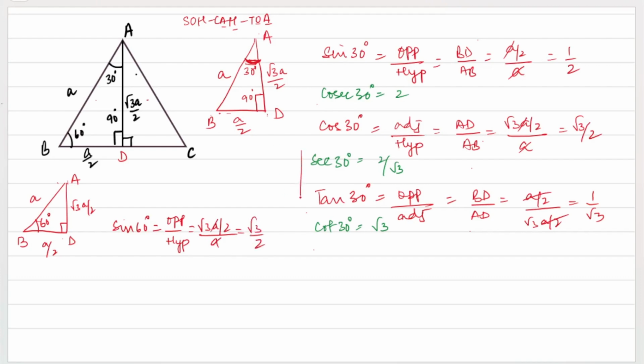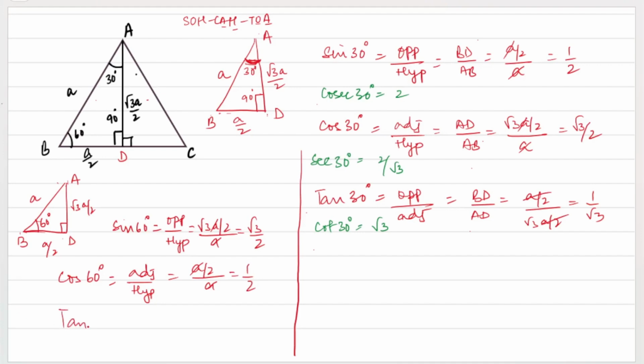I will draw a little line over here. What about cos 60? Cos 60 is the ratio of adjacent over hypotenuse. So what is the adjacent side to 60? It's this BD, and what is that? A over 2. And what is the hypotenuse? A. Cancel and I get 1/2.